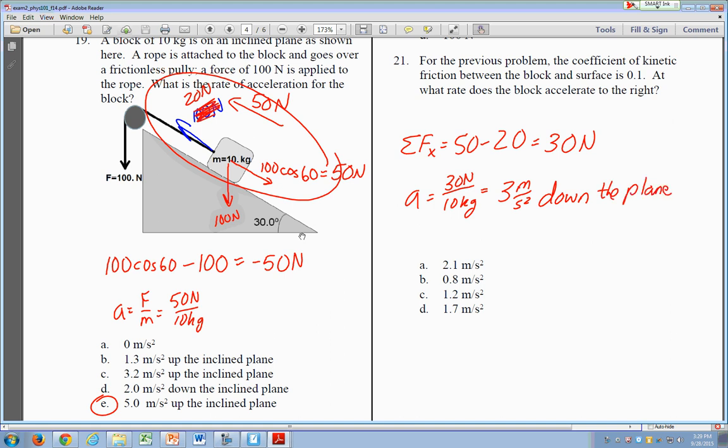The big question is, is this force bigger than this force? And if it is, then it's this force that's going to win. Okay? That's a good question.